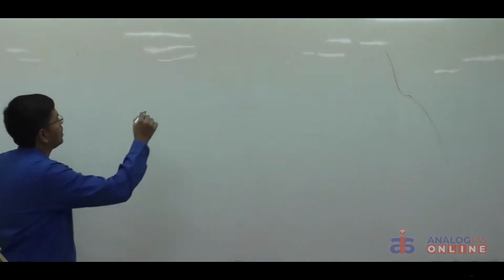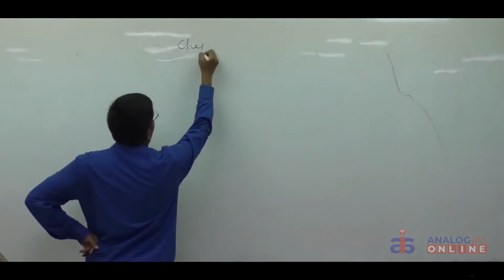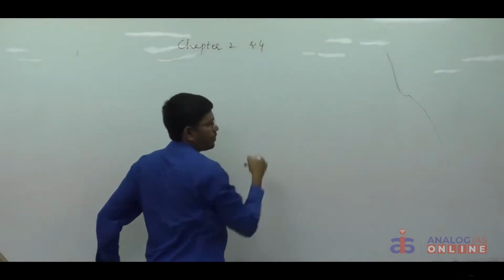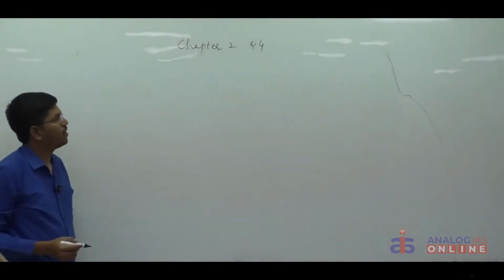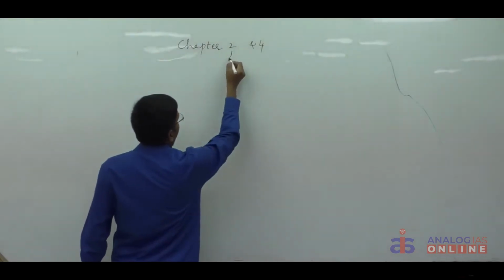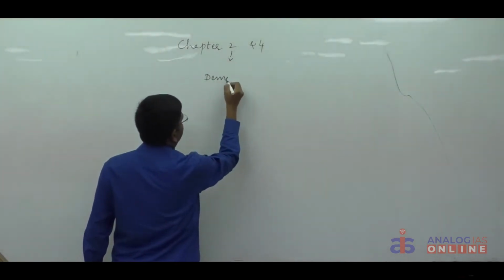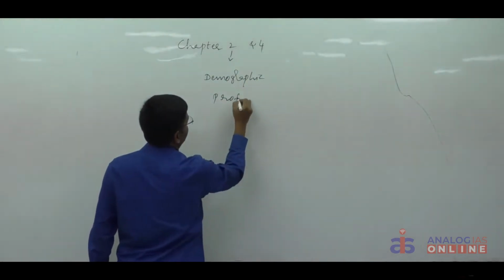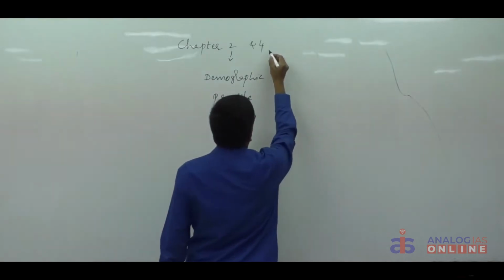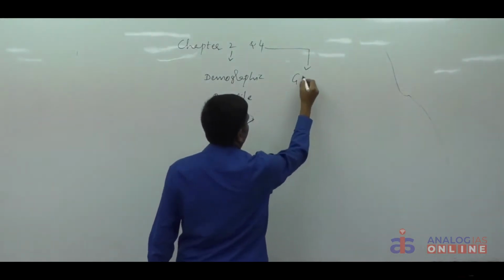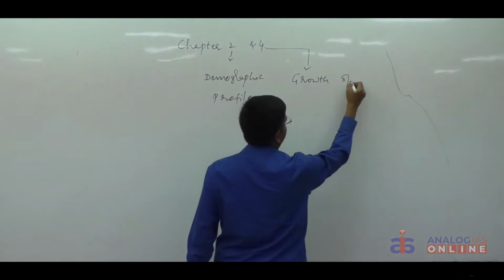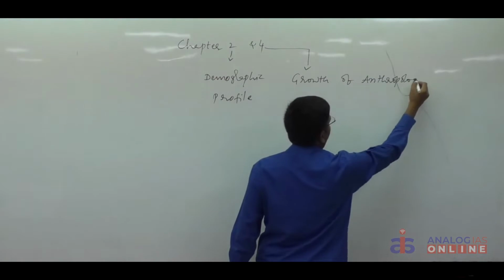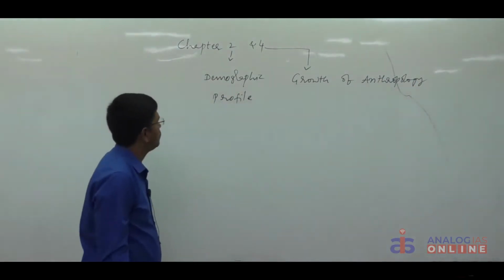Let us discuss chapter 2 and chapter 4 of paper 2. In chapter 2, we will discuss the demographic profile of India. In chapter 4, we will discuss the growth of anthropology in India.